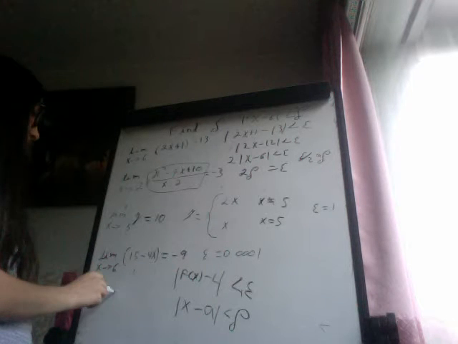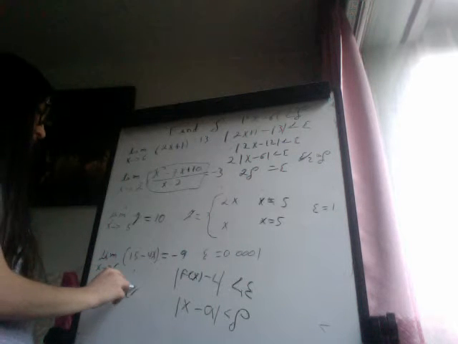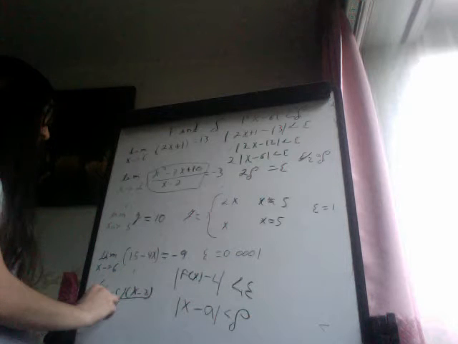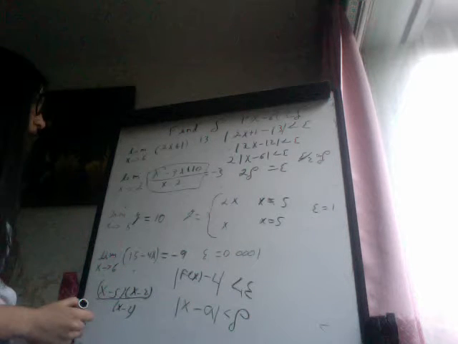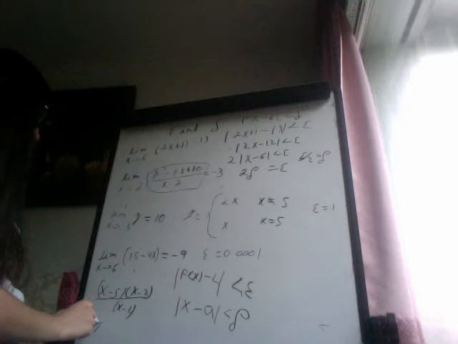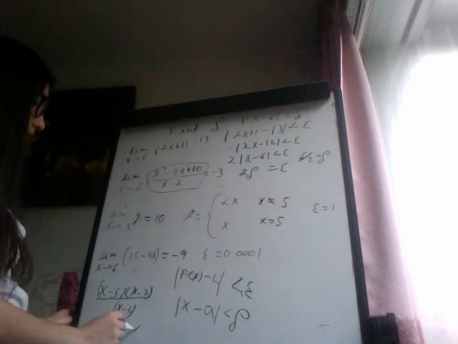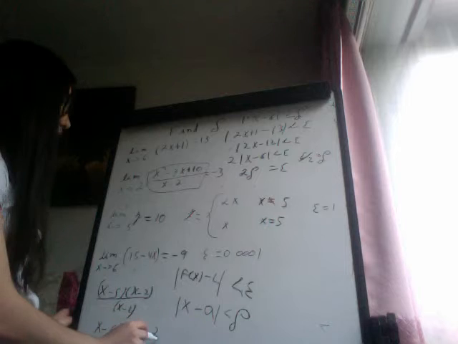Next one. In this, we can try to factorize or to operate this f of x. If we put x minus 5 times x minus 2 divided by x minus 2, we can have just x minus 5 whenever x is different to 2.